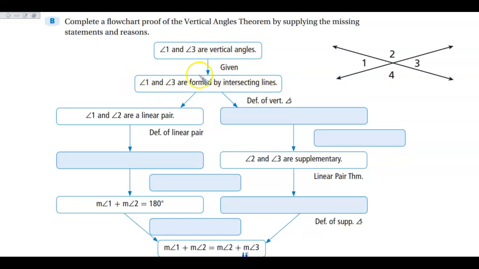Okay, now if I have 1 and 3 are formed by intersecting lines, that gives me 2 pieces of information. So the first one is that angles 1 and 2 are a linear pair. So I'm going with these two here are a linear pair. Okay, by the definition. Definition is always going to describe what they look like. All right, well, what does that mean about them? If they're a linear pair, I'm going to know that angles 1 and 2 are going to be supplementary. All right, that is my linear pair theorem.